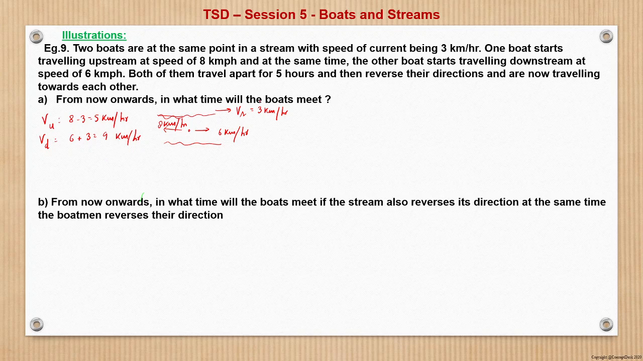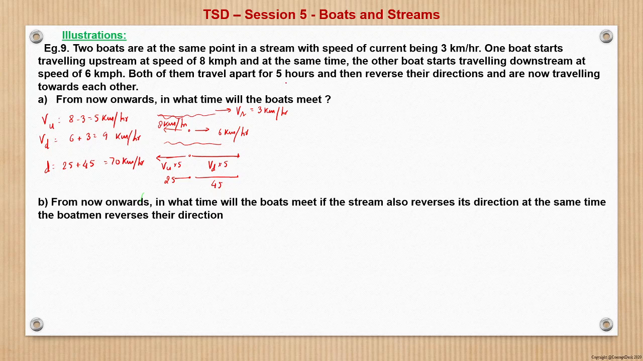So both of them travel for 5 hours. The distance covered by the first boat downstream is VD into 5, and the second boat upstream covers VU into 5. So this will be what? VU into 5 means 25, and the other will be 5 into 9, which is 45. So the total distance will be 25 plus 45, which is 70 kilometers.